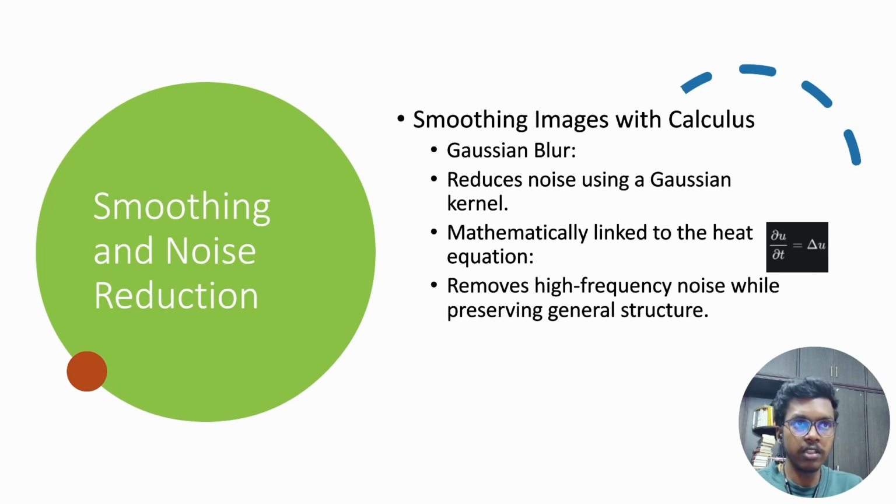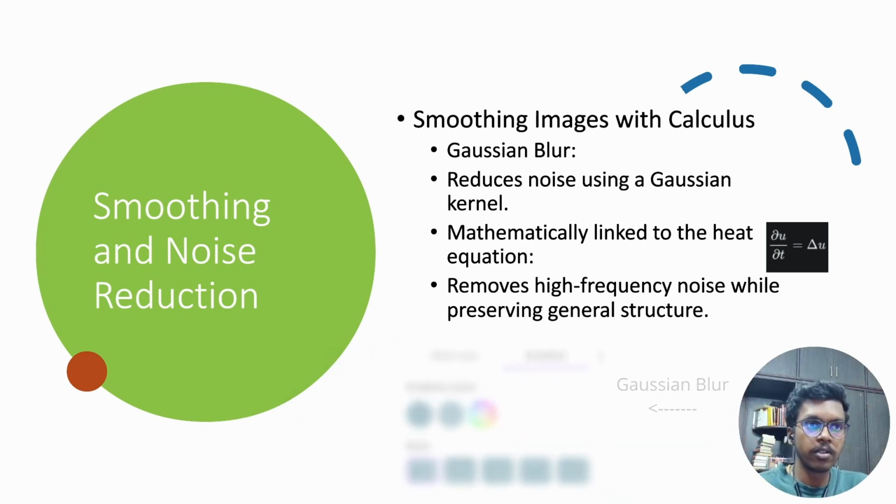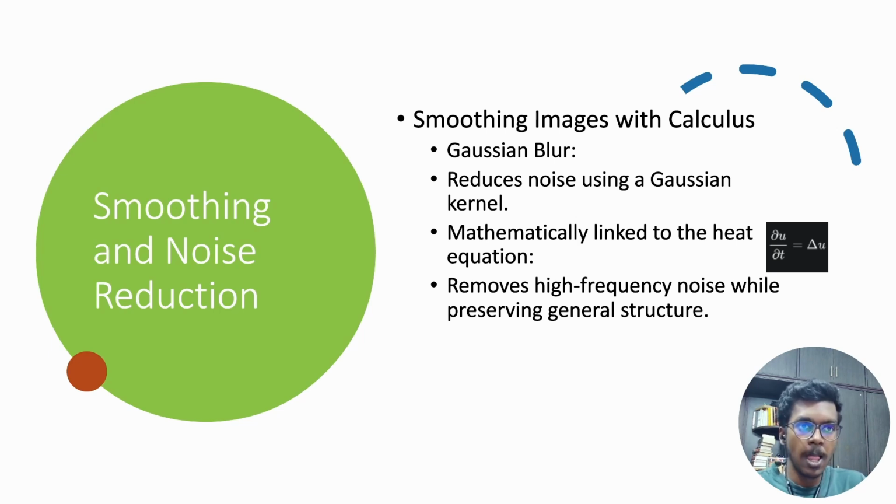And then smoothing images with calculus. In smoothing images, we have something known as Gaussian blur. That's actually a pretty good kind of blur. I will refer something up there for you to check it out. Anyway, it's basically linked to the mathematical heat equation. Besides that, it is used to remove high frequency noise while preserving general structure.